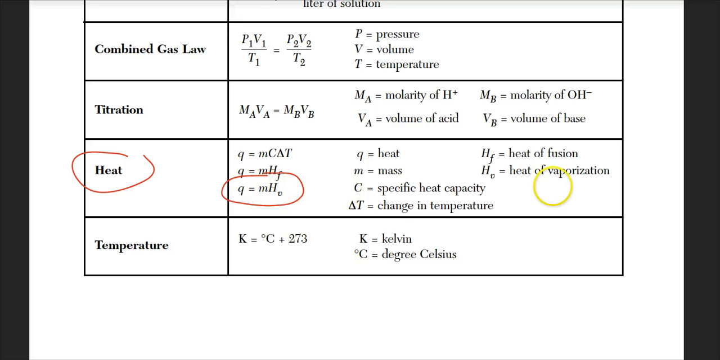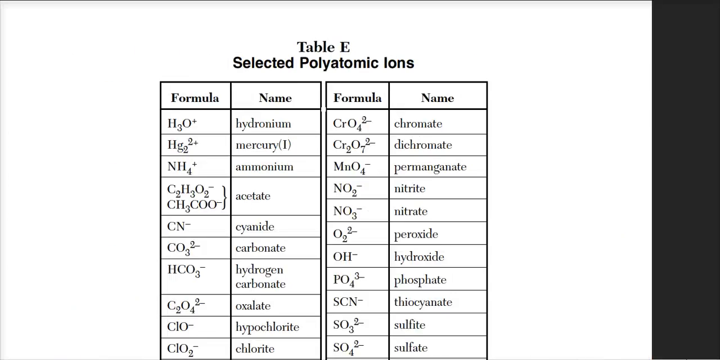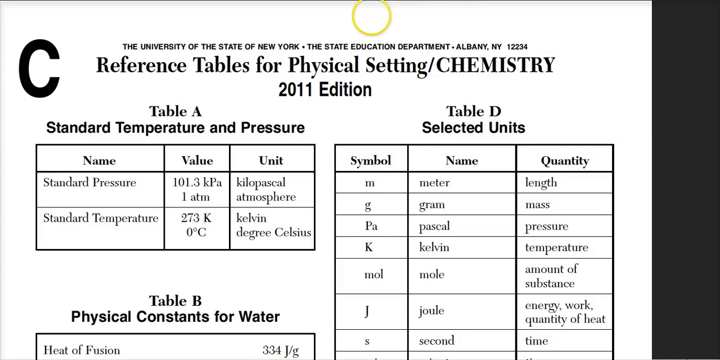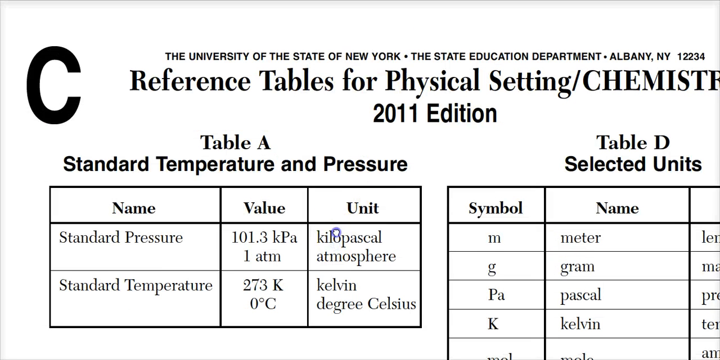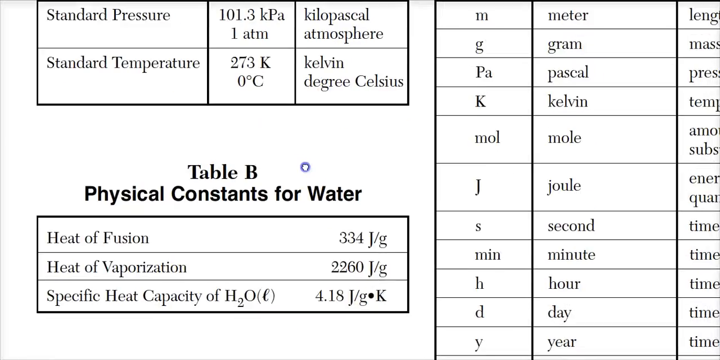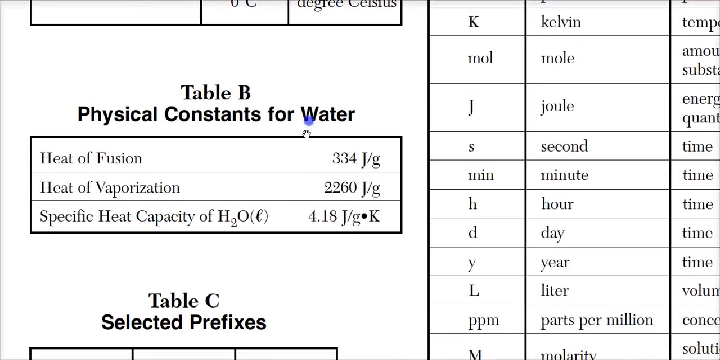Now, what is the heat of vaporization? We have to go to another table, and that would be on the first page. So let's go there. So in the first page of your reference table, okay, we can see, and let's just make this bigger, we can see that there is a table called table B, physical constants of water, and we can see the heat of vaporization is 2260. All right, so mass times 2260, whatever the mass would be, is how we would solve this problem.